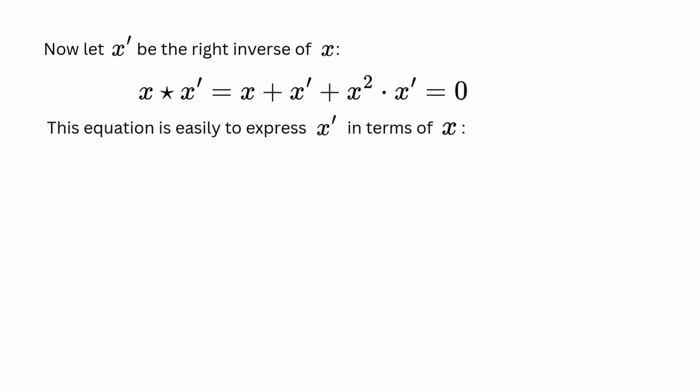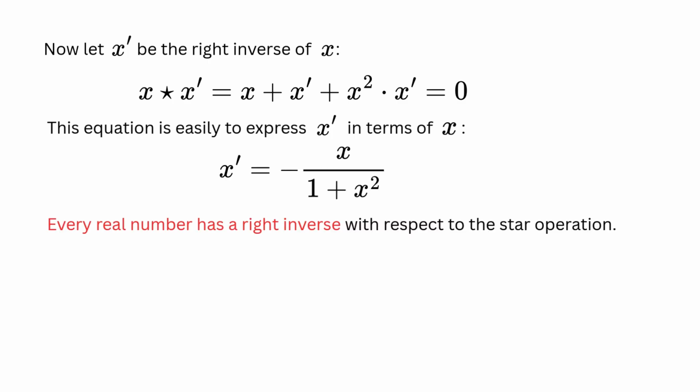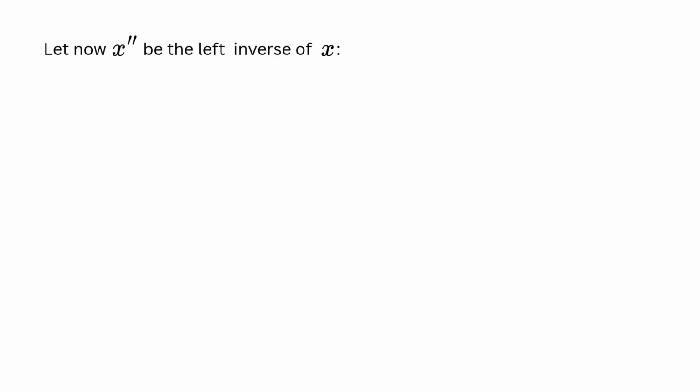This equation is solved easily to express x prime in terms of x. From this result, we conclude that every element has a right inverse element with respect to star. Let now x double prime be a left inverse of x. Then, using the definition, x double prime star x equals 0, x double prime satisfies a quadratic equation.